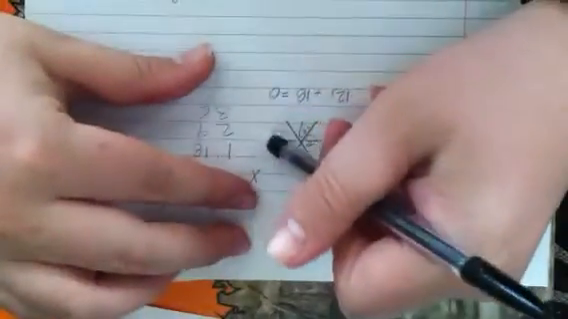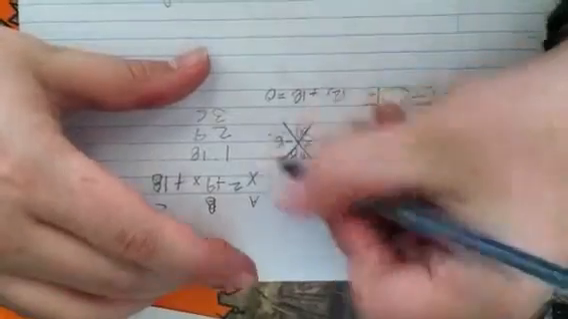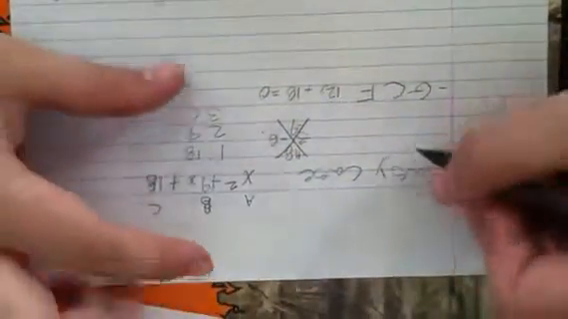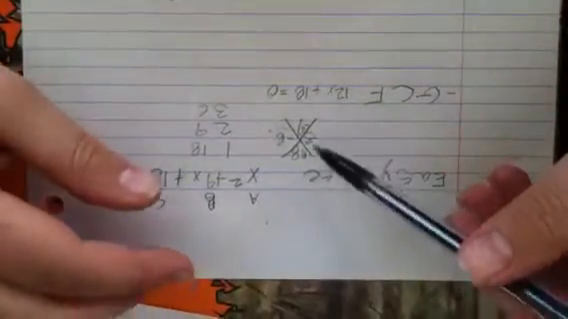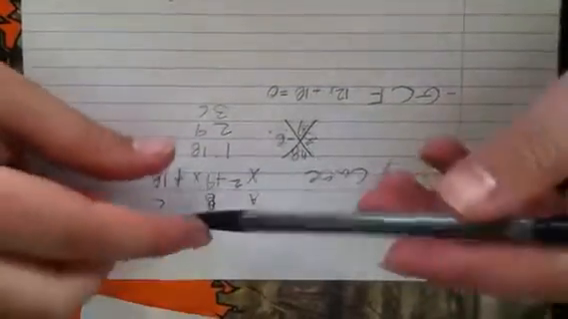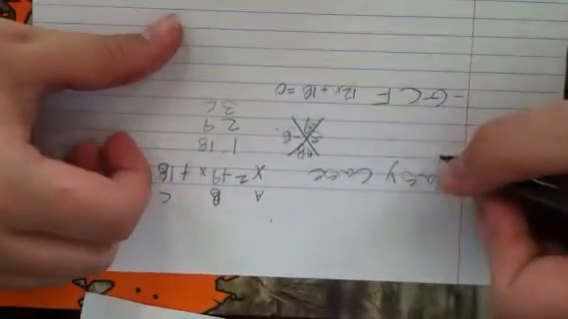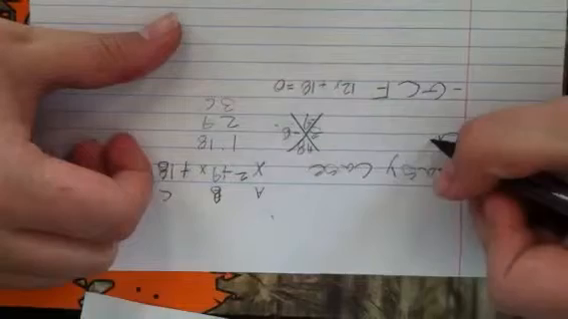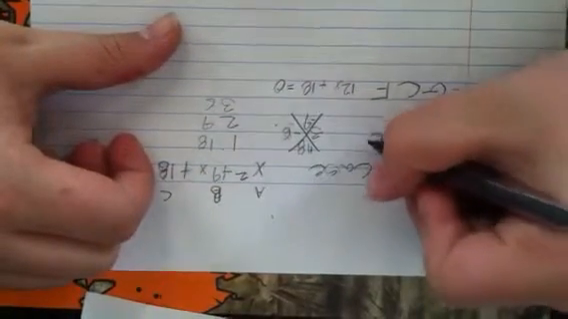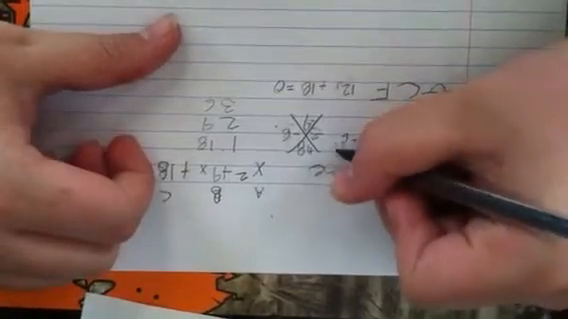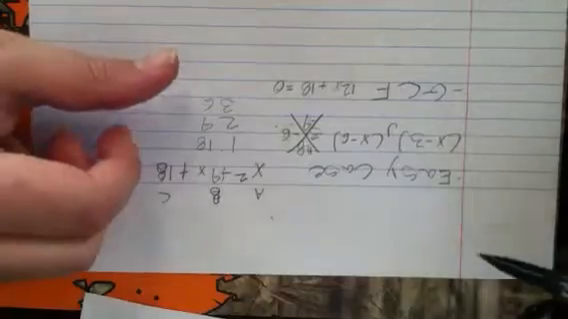Whoops, I wrote 3 instead of 6. So negative 3 and negative 6 are the answers. Negative 3 plus negative 6 equals negative 9. Negative 3 times negative 6 equals positive 18. So you write it like this: X minus 3 and X minus 6. And those are your two factors for the easy case.